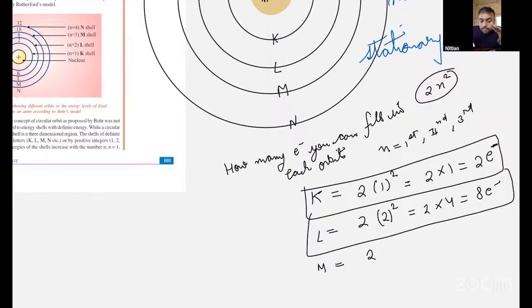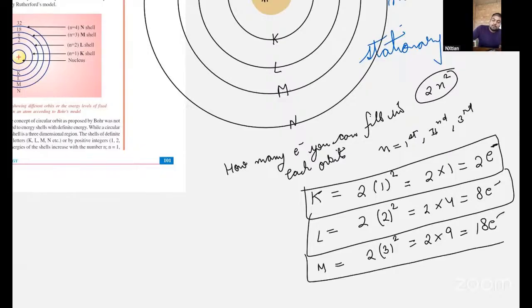Instead of n, what will you write? Three, no? It's the third shell, no? So you will write 3. So it will become 3 squared. So 2 times 3 squared, 3 squared is 9, so 18. It means that 18 electrons you can fill in the M shell.